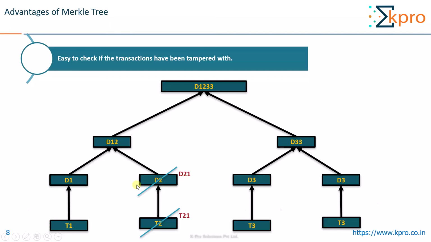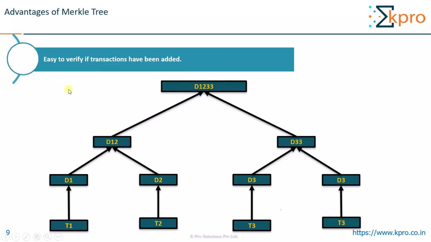Now after concatenation of these two hashes, and when we again hash it to find the hash of these two concatenated hashes, again this will be changed. And finally the Merkle root will change. So if the Merkle root hash changes, it can be concluded that one or more transactions in the block have been tampered with. Next is, it is easy to verify if the transactions have been added or not.